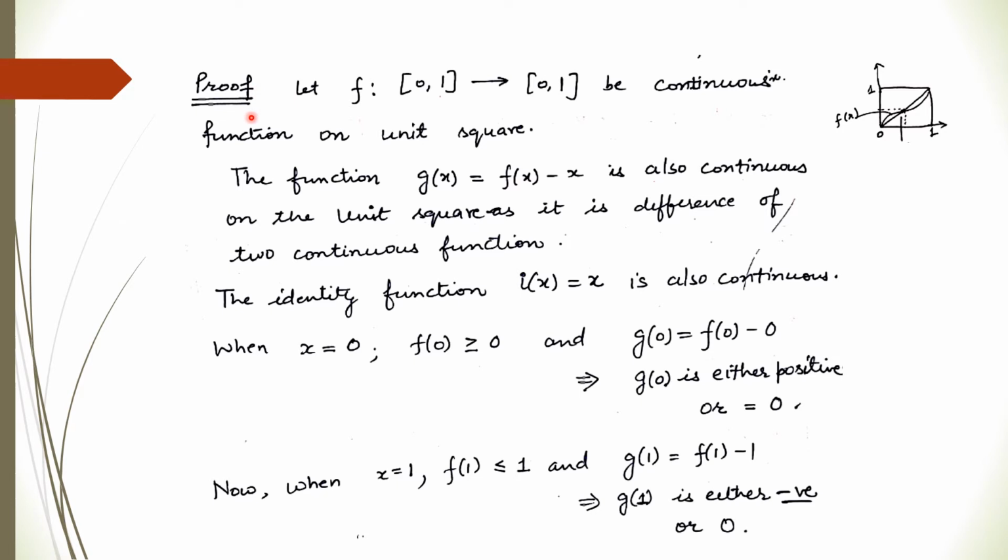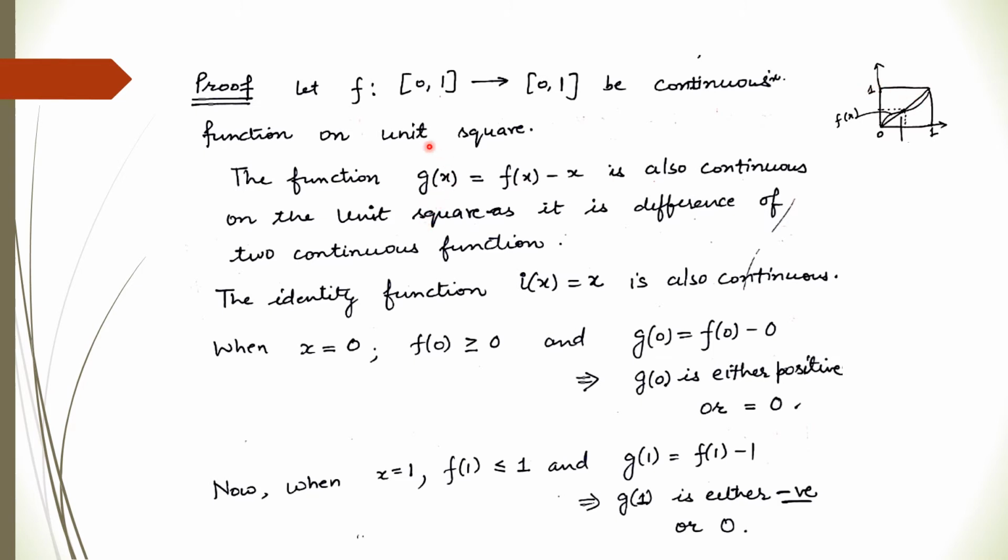Now just see the proof. In the proof we take the domain to be the closed interval [0, 1]. So we are given a function which is defined on the closed interval [0, 1] and maps to the closed interval [0, 1]. Let this function be continuous on this unit square. So we have a continuous function defined on [0, 1]. The images are also in [0, 1], so we get a unit square.